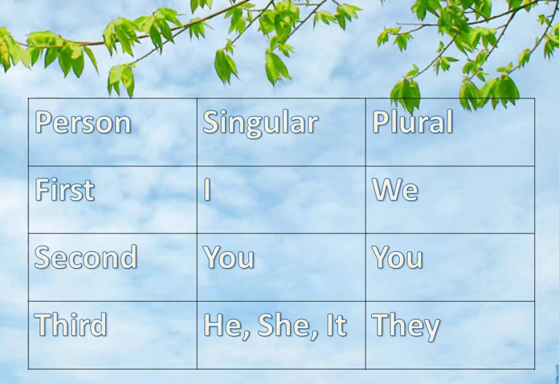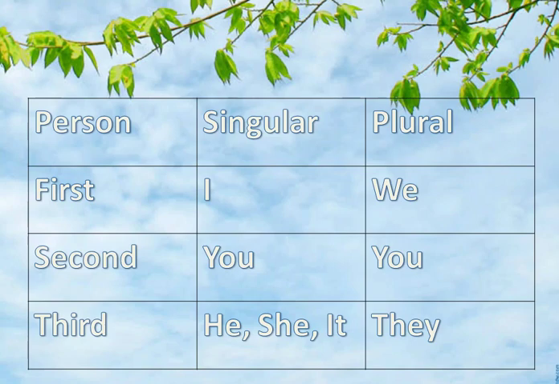In case of first person, I is the pronoun used for singular and we is the pronoun used for plural. If the speaker is singular, you have to use the pronoun I. If the speaker is more than one, you have to use the pronoun we. Then for second person, then for listeners, you have to use the pronoun you for both singular and plural. If the listener is one or many, you have to use the pronoun you.